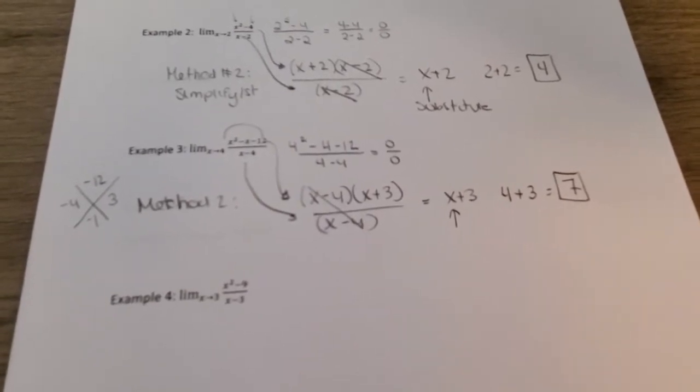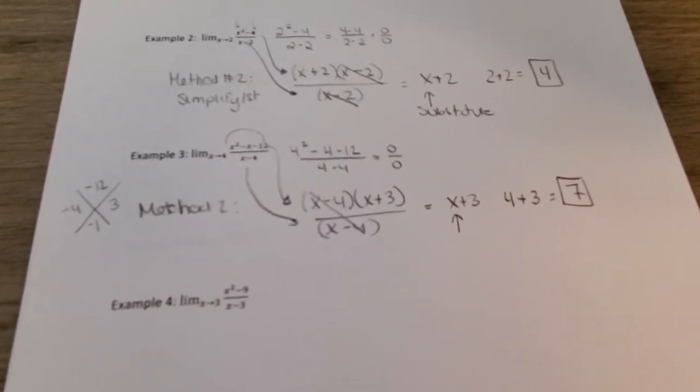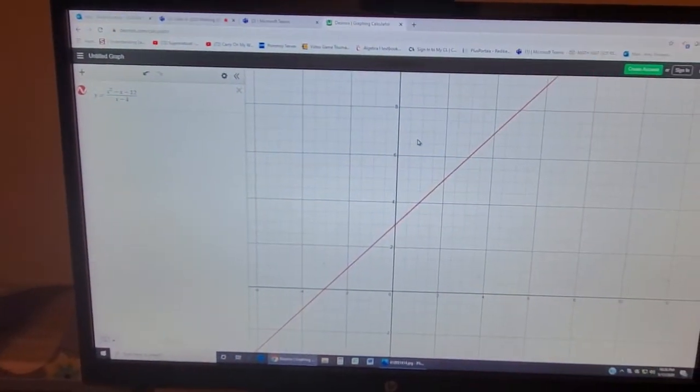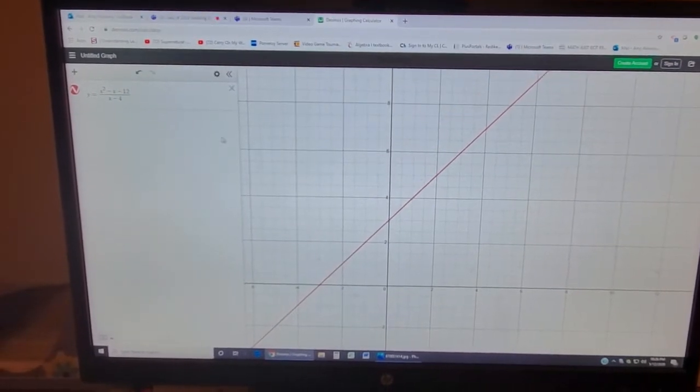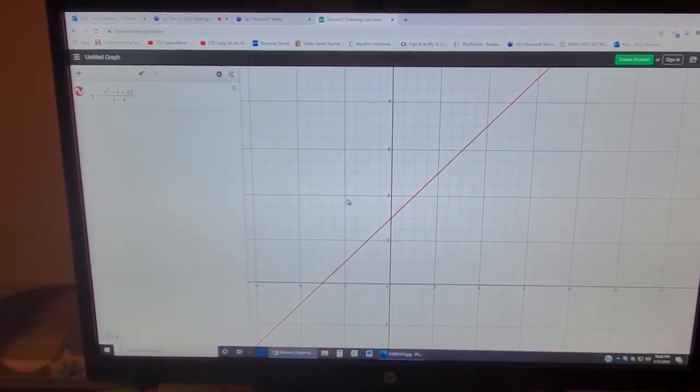So for this lesson, you should show the algebraic work, but you can also go check your answer by putting it into desmos.com and making sure the answer that you got matches the answer from the graph.